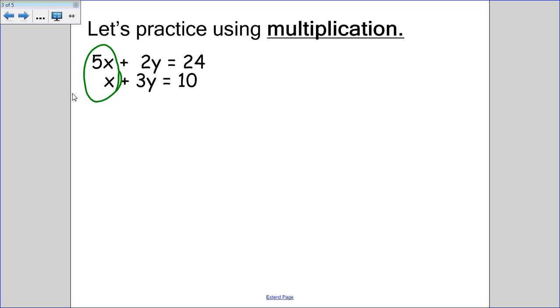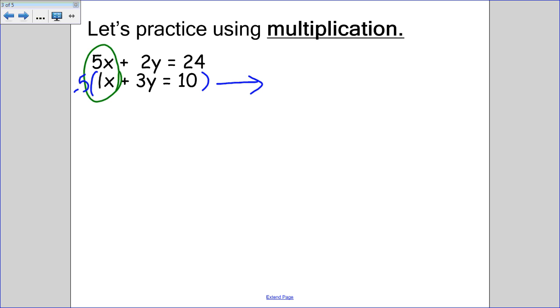I have 5x and I have 1x. Is there a number I can multiply one of my equations by that I can set it up for elimination? Good, if I have a positive 5x, I think that I can multiply this second equation by negative 5. Right? Because negative 5 times 1x is going to make negative 5x. And I know that negative 5x and positive 5x are opposites that we'll be able to eliminate.